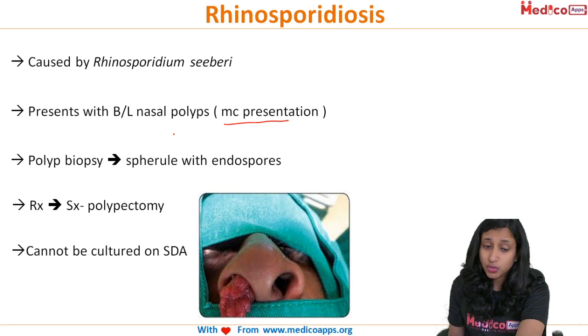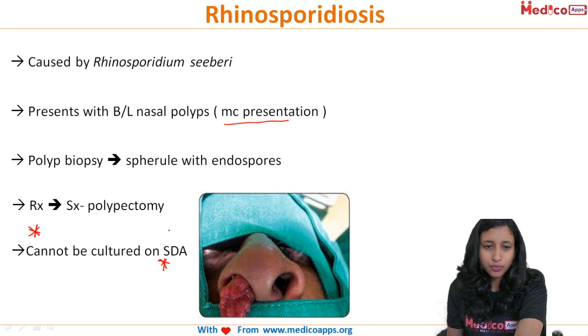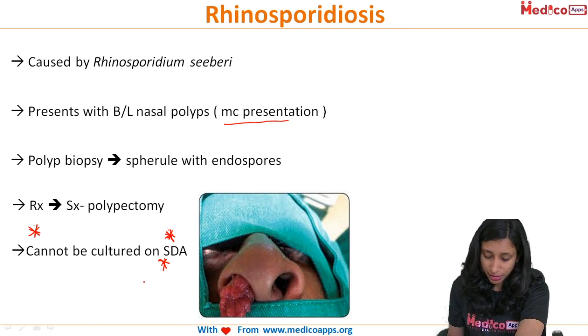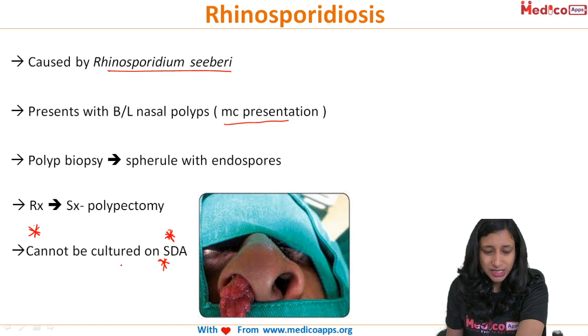Now the thing that you have to remember is that though it is classified as a fungi, it is not culturable on your SDA. This is an important point that you have to remember. The organism which is not culturable on your SDA, though considered to be a fungi, is Rhinosporidium seeberi. Now they also say this could be a hydrophilic protist. So that is one of the reasons maybe why it is not able to be cultured on SDA, but yet it is classified as a fungi.